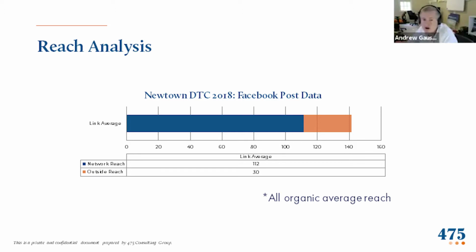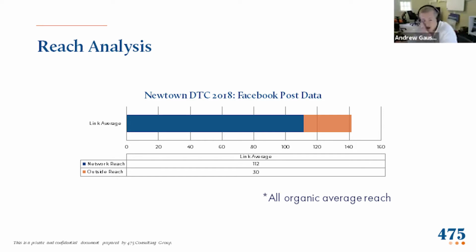So this is reach analysis. And again, reach is individual people who see a post. And we break reach down into two types, network reach and outside reach. Although you can see that this is the average for all the links they posted. And you can see on average, they reach just over 140 people. This is Newtown DTC in 2018.